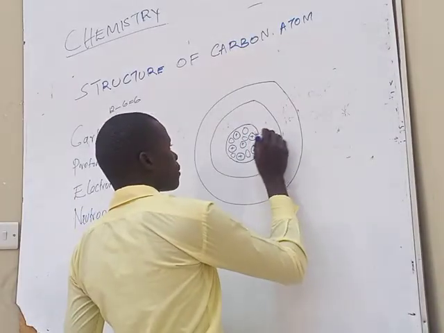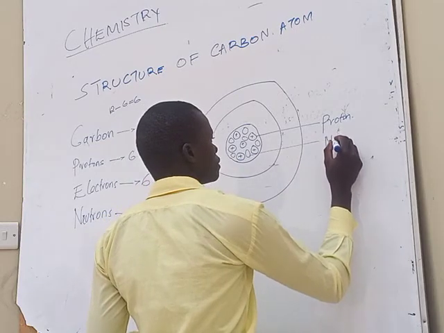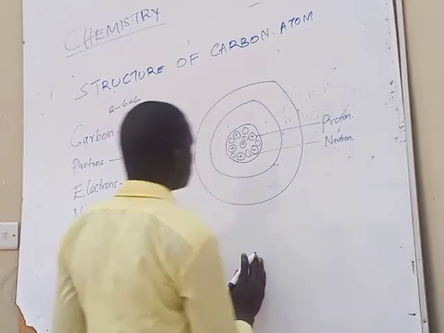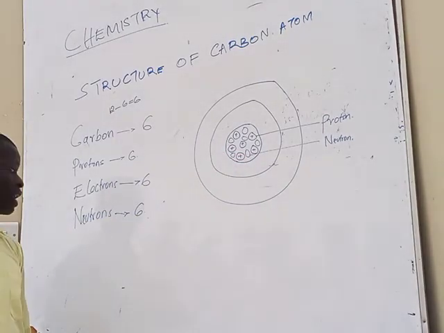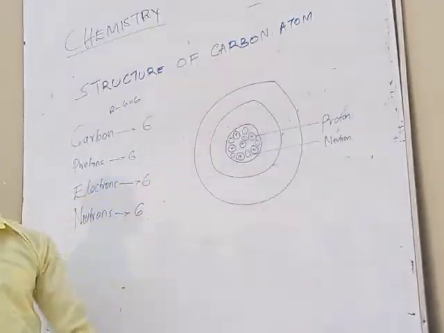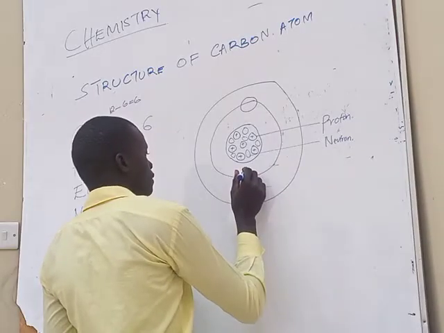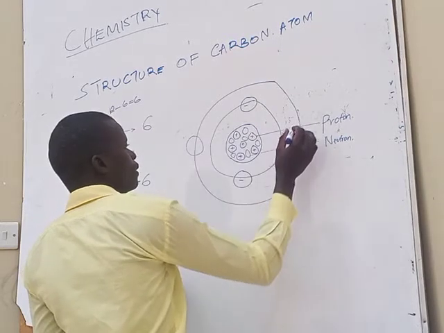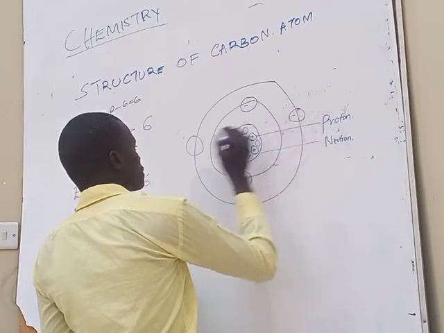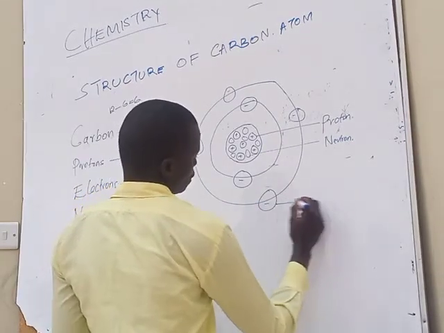We have indicated these ones as proton with a positive charge. You have neutron with no charge. Then the region surrounding the center or the nucleus is where we indicate the electrons being in energy levels or what we call orbitals. Because there are 6 and the first energy level will only hold a maximum of 2, with a negative charge, the remaining energy level will hold the remaining number of electrons. So this is electron.